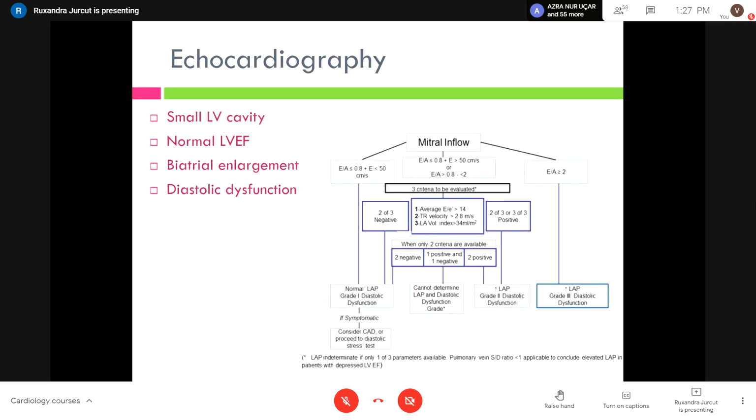This is not an algorithm that you should know by heart, but it's just for you to know that there are different types and grades of diastolic dysfunction: first grade, second grade, third grade. Of course, the third grade is the most severe with high left atrial pressures.